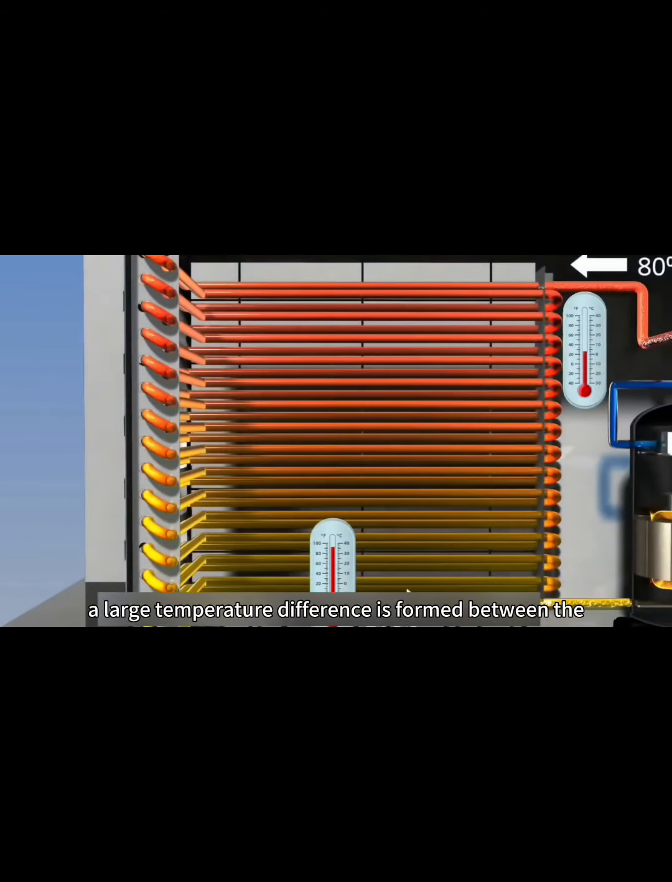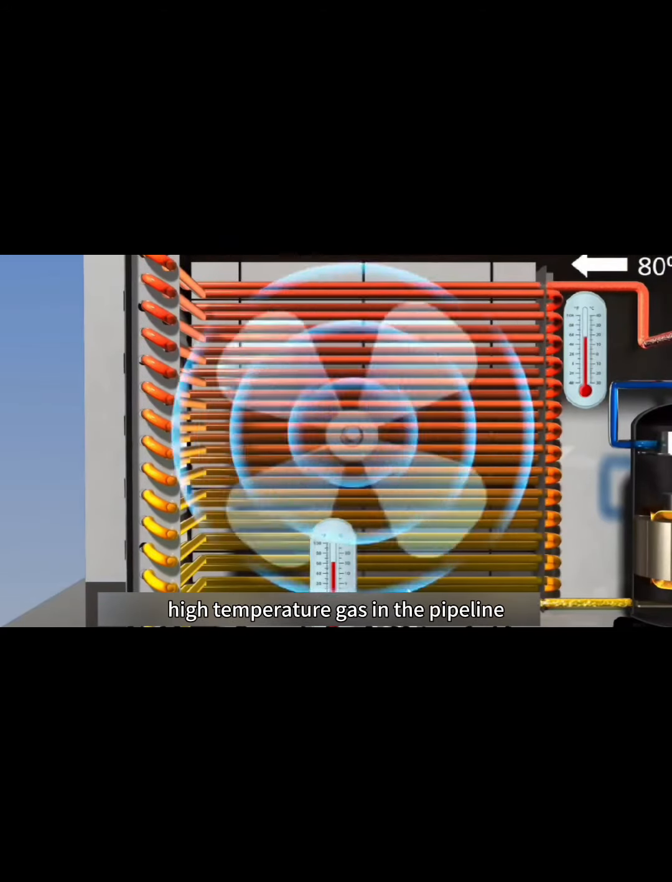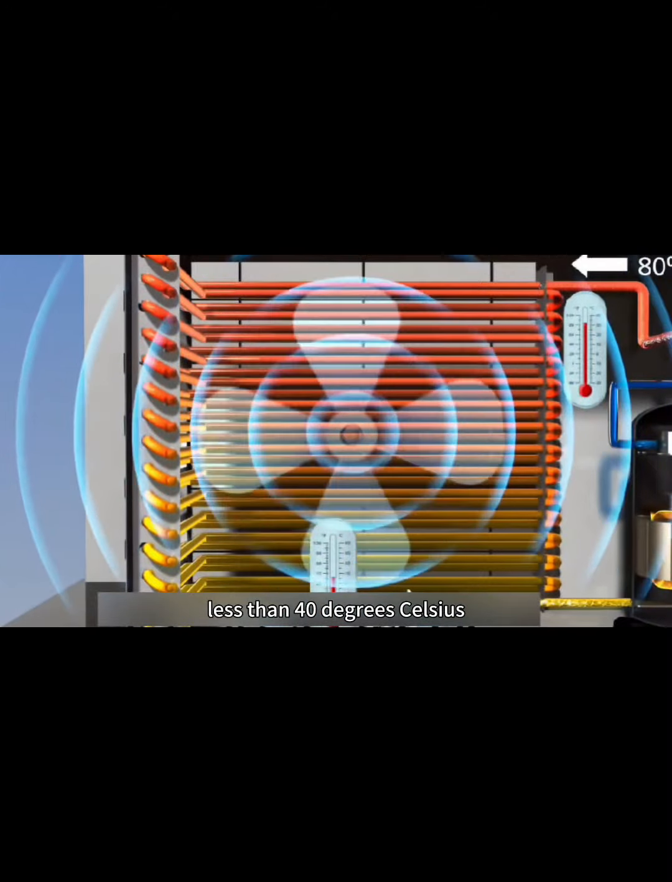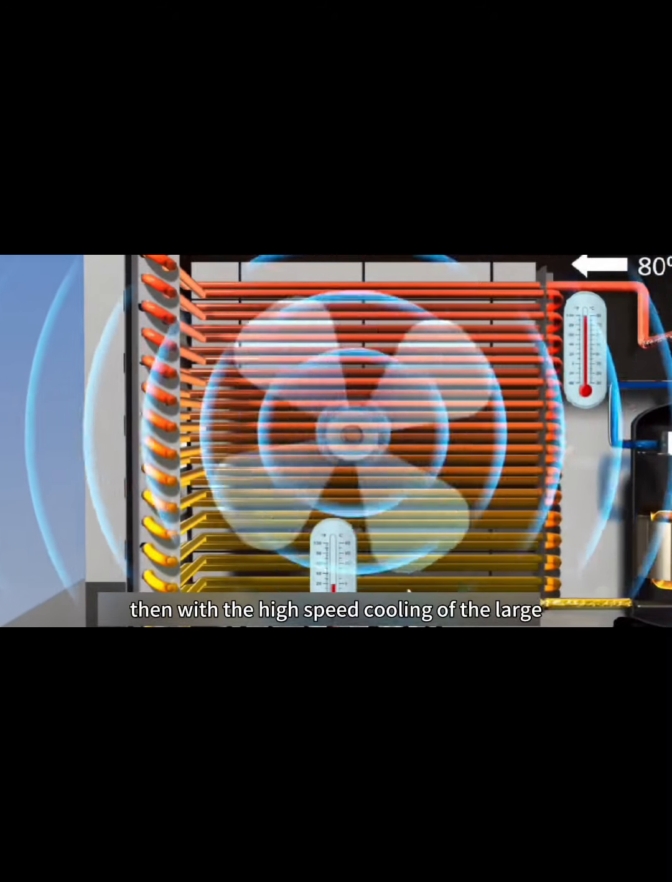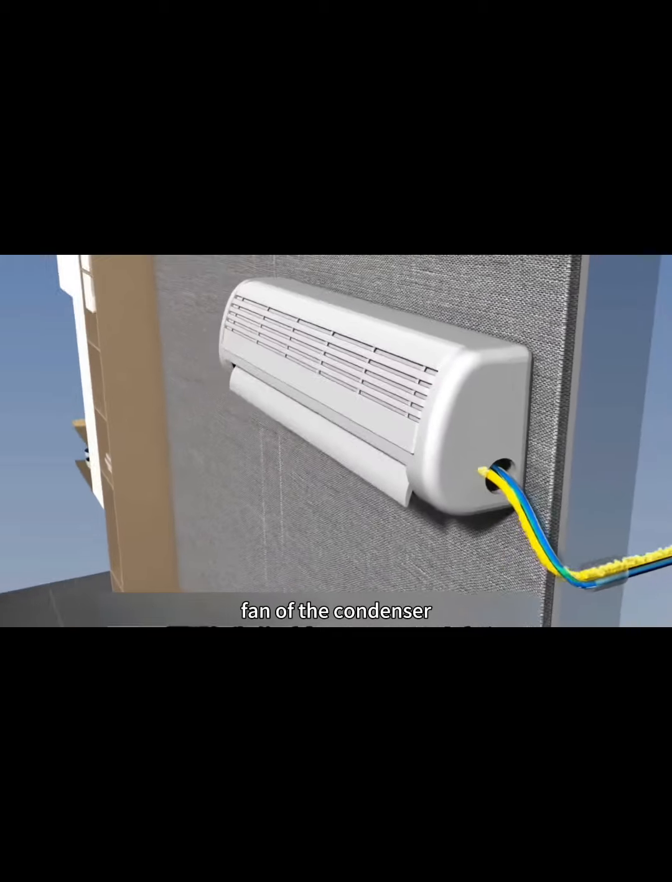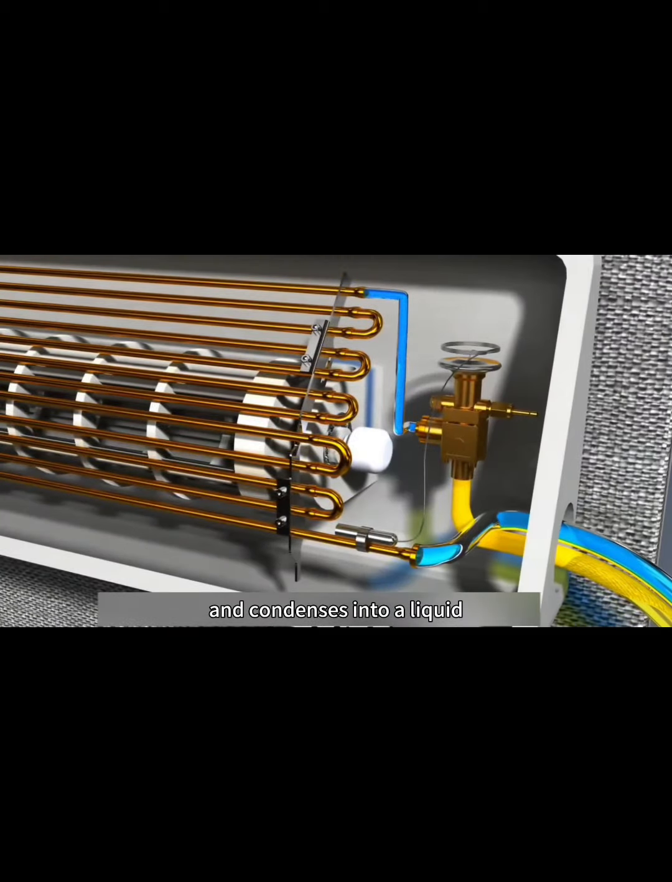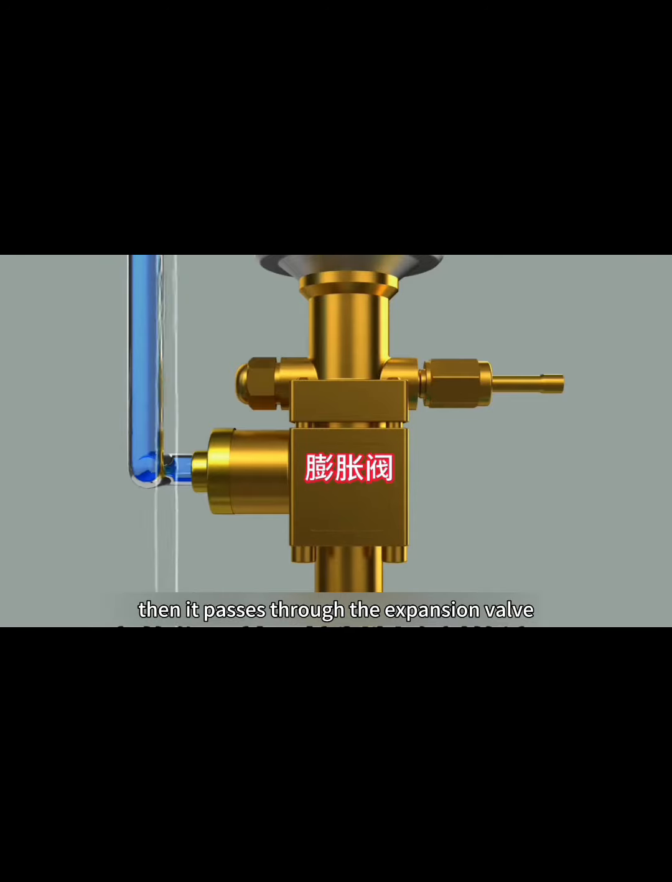At this time, a large temperature difference is formed between the 80 degrees Celsius high-temperature gas in the pipeline and the normal temperature of less than 40 degrees Celsius outside the condenser. Then, with the high-speed cooling of the large fan of the condenser, the high-temperature gas suddenly loses heat and condenses into a liquid. Then it passes through the expansion valve.